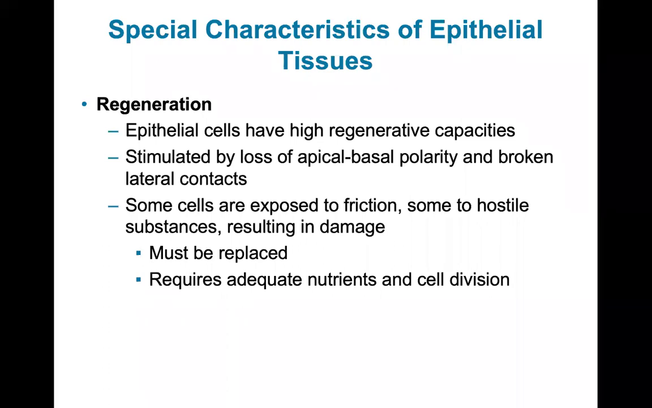Some cells are exposed to friction, some to hostile substances, and this might result in damage to the epithelial tissue. And when you do have damage to the epithelial tissue, because it's most likely a barrier protecting from two areas, it must be replaced, okay? In order to replace these cells, in order to undergo cell division, you have to have adequate nutrients present as well as the ability to undergo cell division. So what you'll typically find is in those basal layers, you're going to have lots of stem cells, which will be able to divide and produce new daughter cells that could be part of the barrier itself.